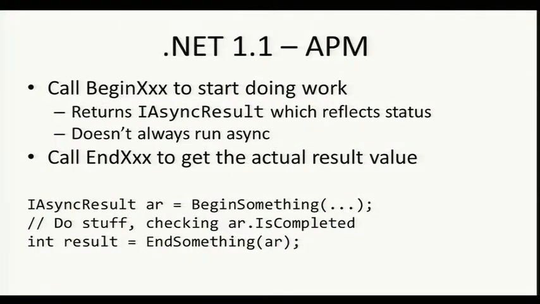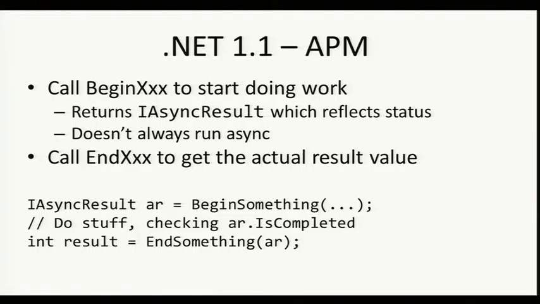1.1 added this new feature called APM. And the idea behind APM is that you have a pair of methods for every asynchronous operation. You have a method that begins the operation, usually beginning with the word begin, and a method that ends the operation, usually beginning with the word end. And the begin method will return you an object that implements the interface IAsyncResult. IAsyncResult can be used to query and find out what the status of the request is. And that's important because when you get an IAsyncResult, you need to make sure that the request is completed before you call the end method.